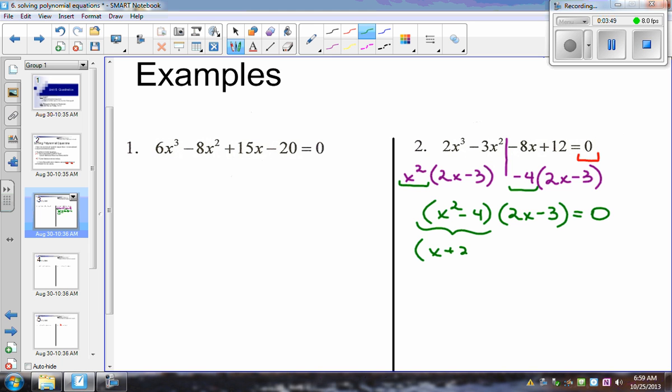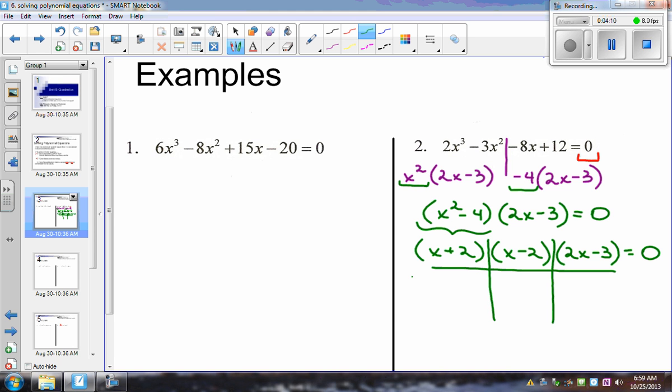And we notice that we have the difference of 2 squares on the left. And after we factor completely, this is the setup we are left with. We have 3 factors that are now set equal to 0. All that remains is to solve each individual factor for x. So we get one root value of negative 2. We get another root value of positive 2.